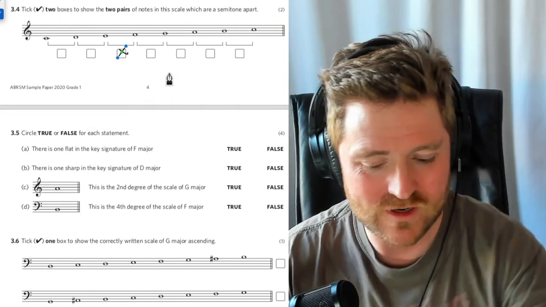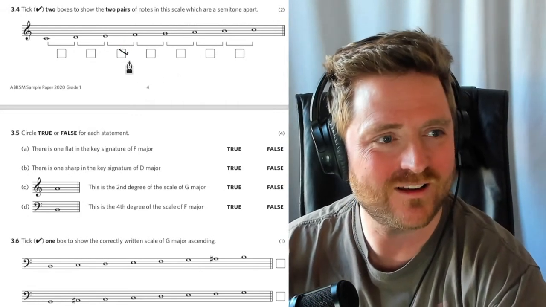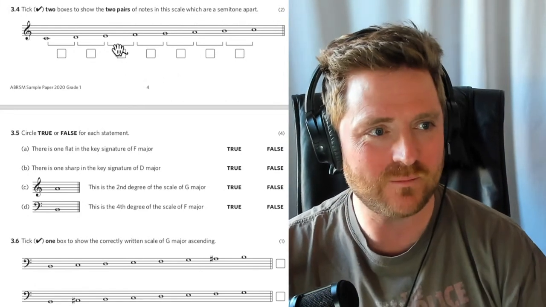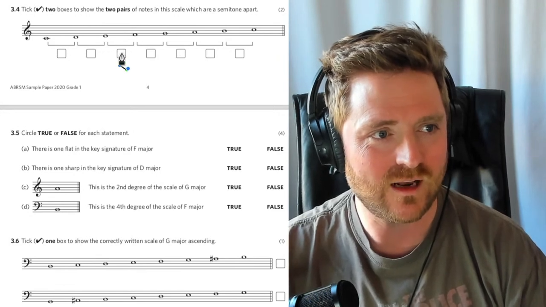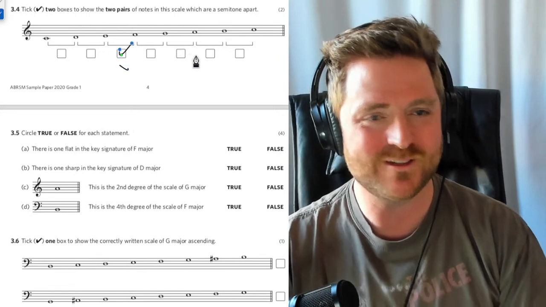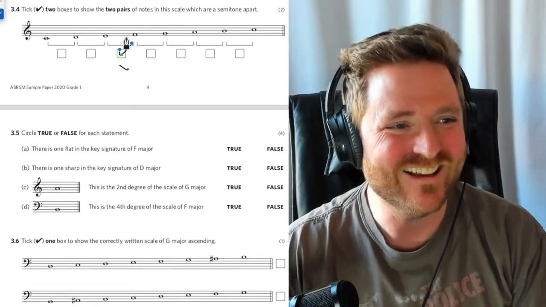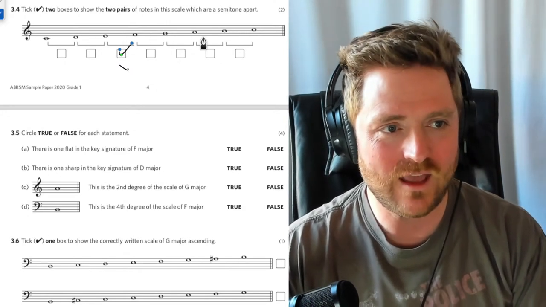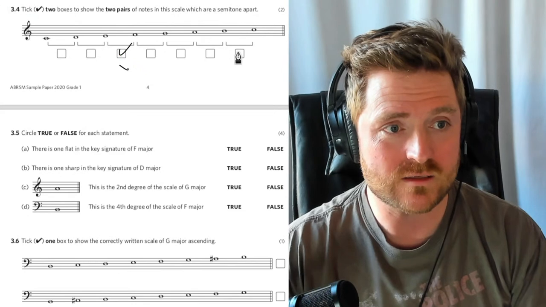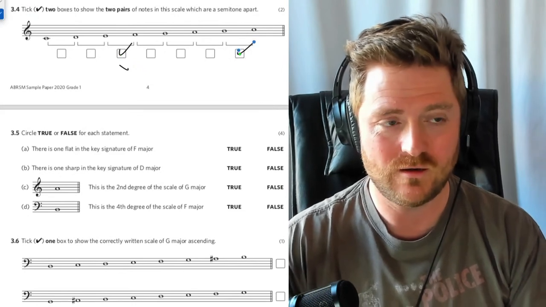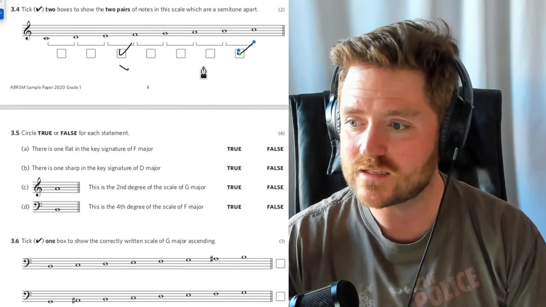Hang on, I'm going to try just for Gloria. Just for you, Gloria. I'm going to see. Can I? No, it's beeping at me. Let's try this. Can I tick here? Oh, just about. How about that? So there's my semitone between the E and the F, and then the other one is the last note here. There is my semitone. Okay, so it should be the third box and the seventh box.